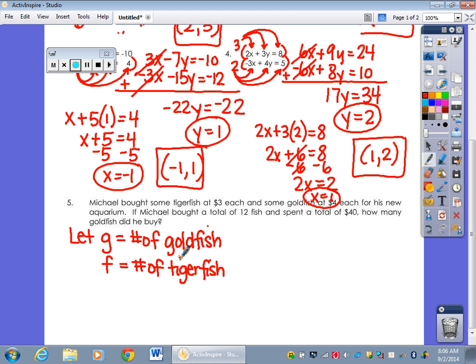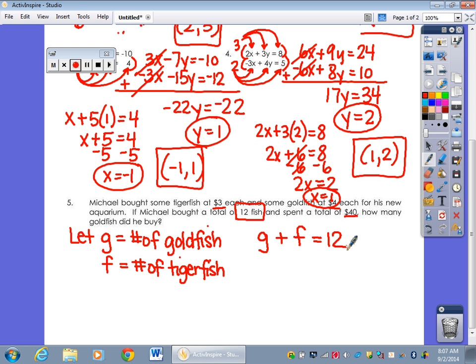Okay, once I've gotten my variables, I now need to write my equations. Remember that we talked about there's a how many or a quantity equation, and then there's a how much or the total in dollars. And so dollars always go with dollars. So if you look at this word problem, $3, $4, and $40 should all go in the same equation, and that's going to be how much did he pay for the fish. So there's a how many fish did he buy, and it says that he bought 12 fish total. So between the number of goldfish, G, plus the number of tigerfish, F, he had a total of 12 fish. So that's like how many he bought.